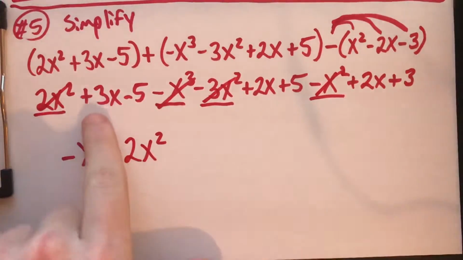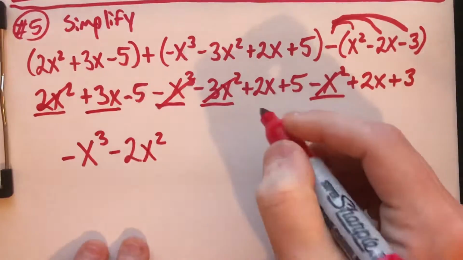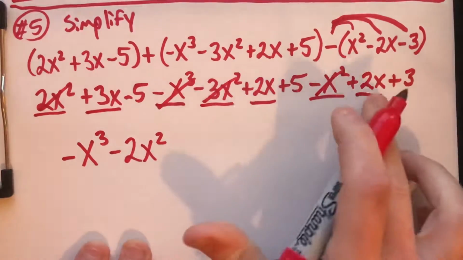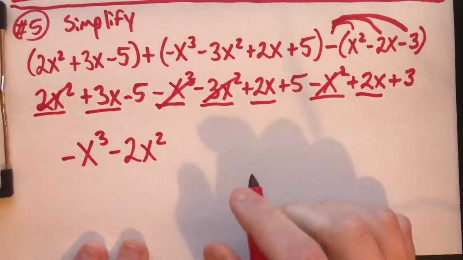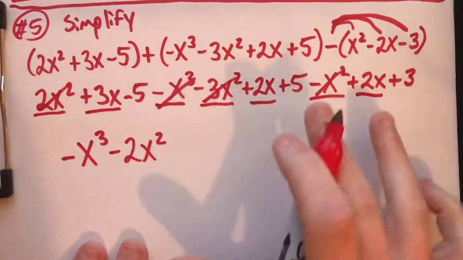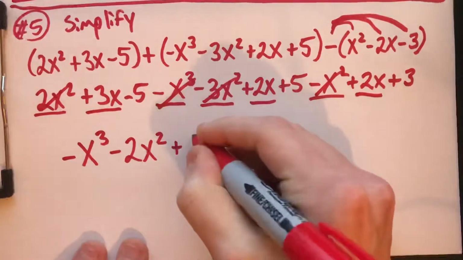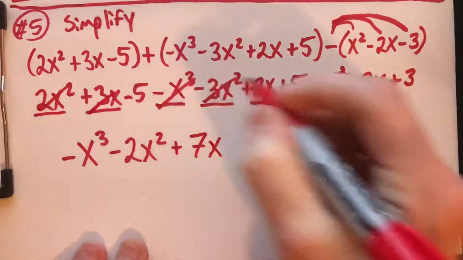I've got x terms here. I'll underline all the terms with an x. I have 3x plus 2x plus 2x. Excuse me, I got ahead of myself. 3x plus 2x plus 2x, that's 5x plus 2x, which is 7x, and then I'll cross those off.